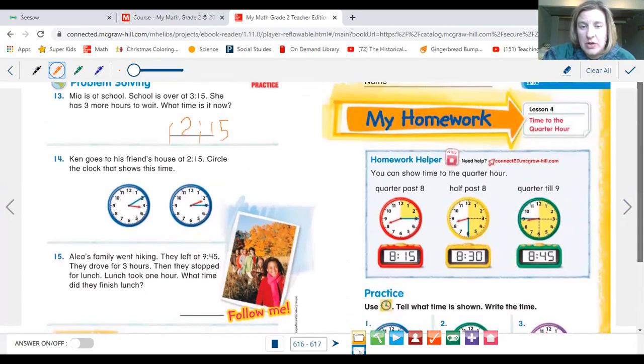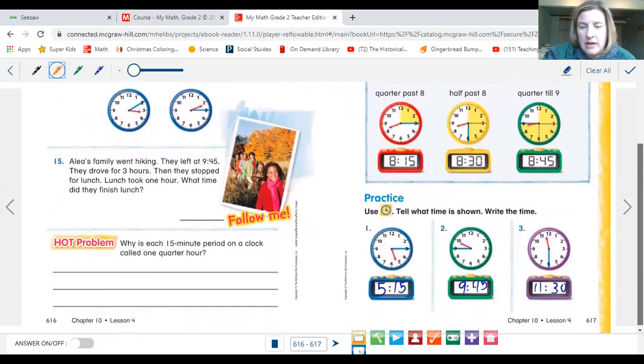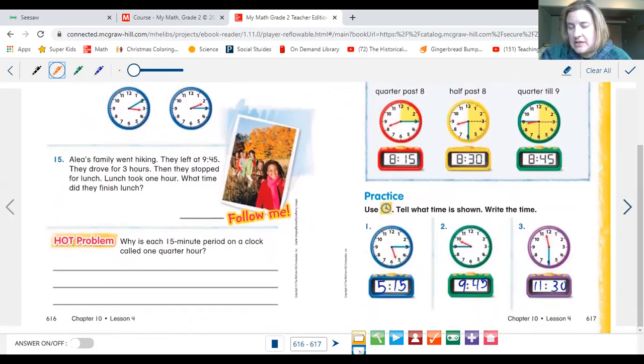Remember, pause if you need to. So here is our homework. Okay, so you're doing the same thing. Oh, looks like I did this with another class already. Use the clock, tell what time is shown, and then write the time. So we looked at the blue clock. I can look at the red hand and see that it's 5 o'clock. I can look at that blue minute hand and go 5, 10, 15 and see it's 5:15.